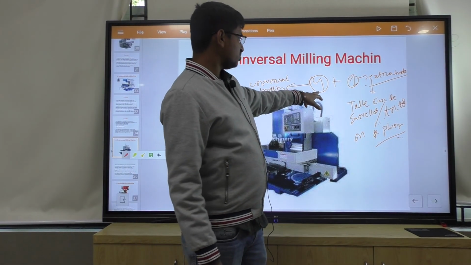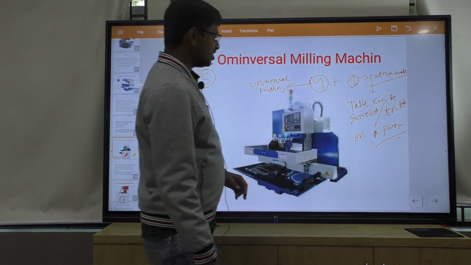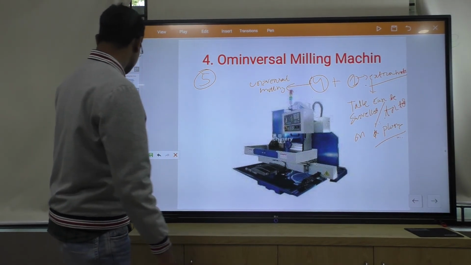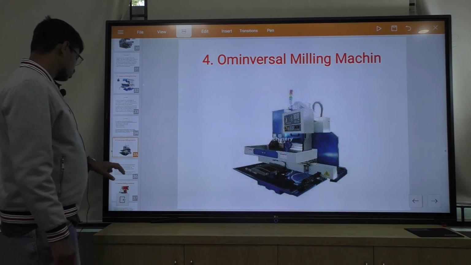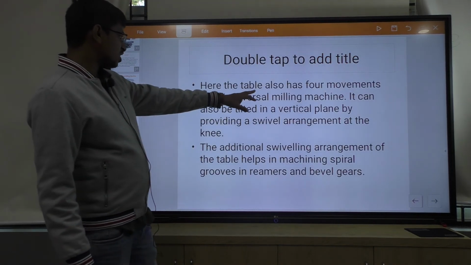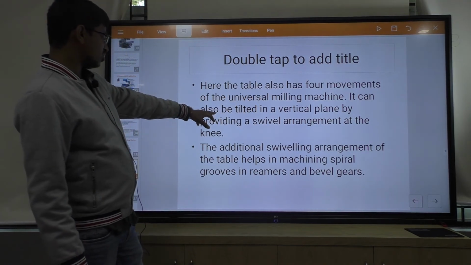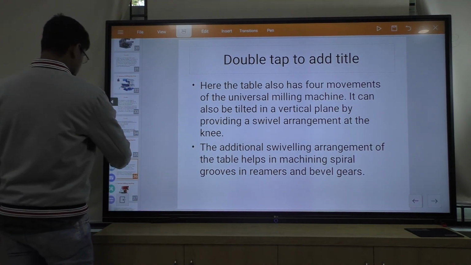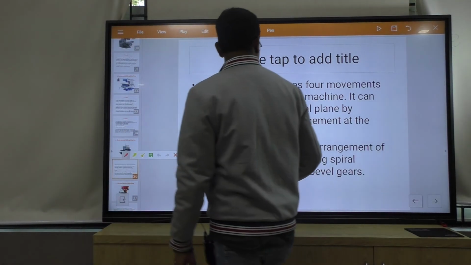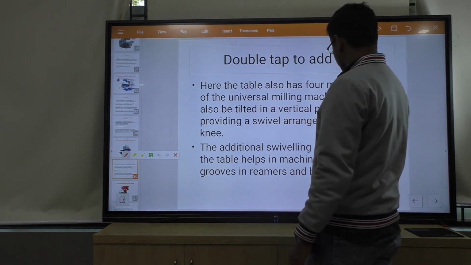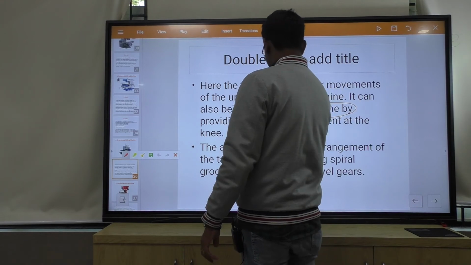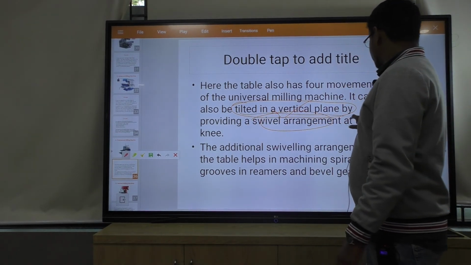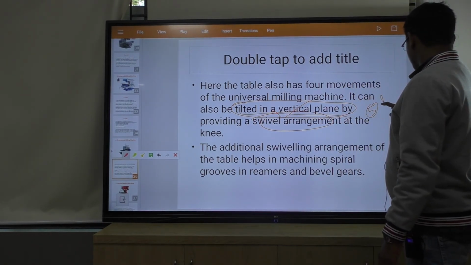It means universal milling machines have 4 motions plus 1 extra motion. What is this extra motion? Now, the table can be swiveled or tilted on a plane. Here the table also has the 4 motions of the universal milling machines. It can also be tilted in a vertical plane by providing a swivel arrangement at the knee. It means it has 1 extra motion, so 5 table motions.